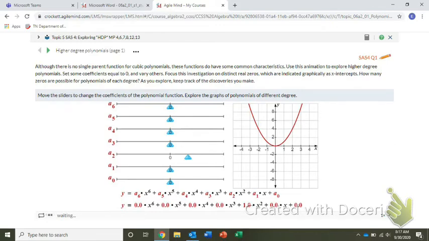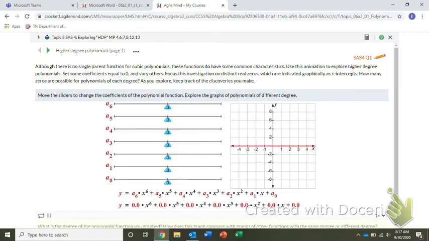So this first question in our workbook says, focusing on distinct real zeros, which are indicated graphically as x-intercepts, find the maximum number of zeros that are possible for polynomials of each degree. So what I'm going to do first is I'm going to play around with this animation.